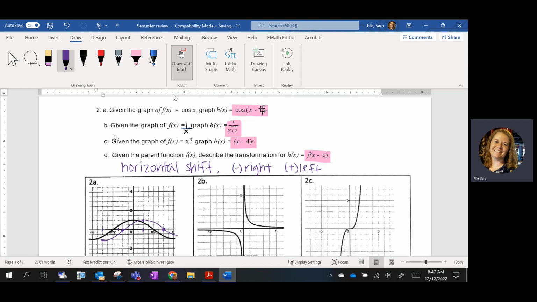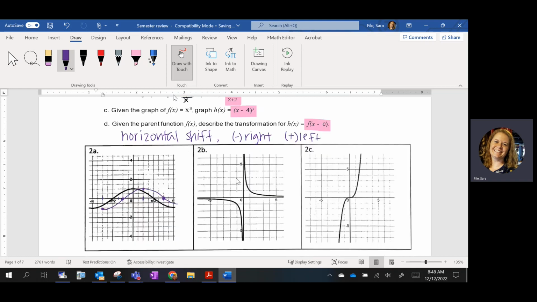All right, for B, you're starting with the rational function, 1 over x, and the c says x plus 2. So it's going to be, again, to the left. It's the opposite direction that you would think. So this is all going to shift left 2. Remember, your rational function has a vertical asymptote on the y-axis. That asymptote is going to shift left 2. So that asymptote is going to show up here.